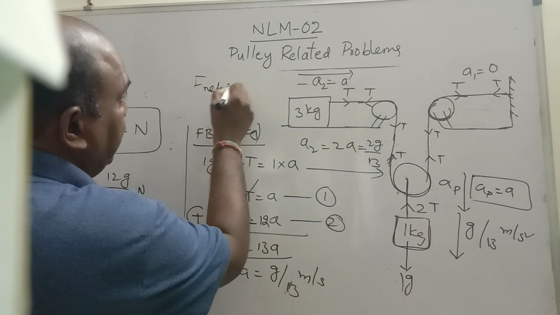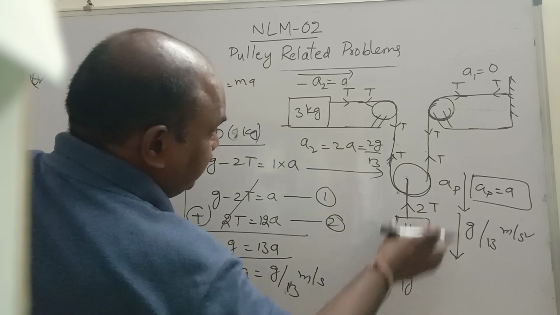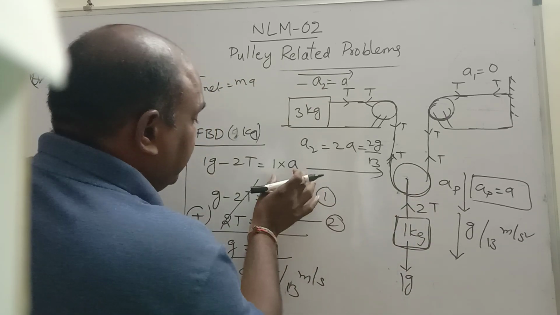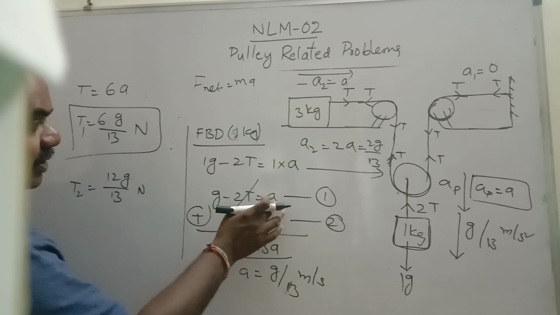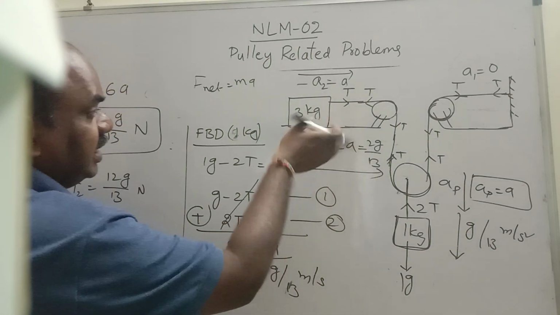F net is equal to ma. F net means greater force minus lower force. 1g minus 2t is equal to ma, 1a. So g minus 2t is equal to a. From this equation there are no other forces.